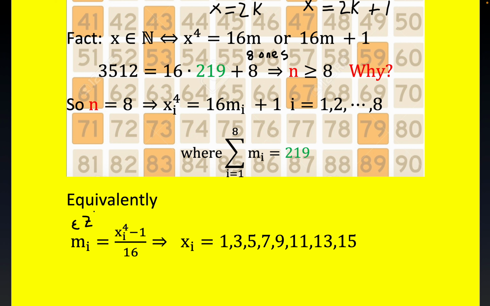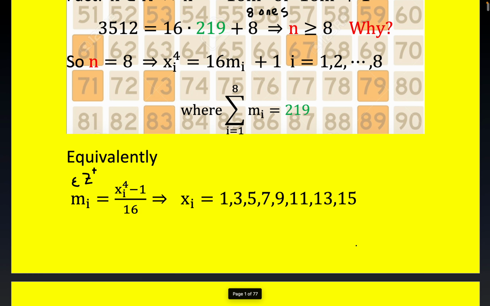Positive integers. The only way this part can be an integer is if the x sub i's are odd. If you raise an odd number to a power, you get an odd number back. If you subtract 1 from an odd number, you get an even number. Hence, the divisibility would be possible right here. So these are the x sub i's we have to consider: 1, 3, 5, 7, 9, all the way out to 15.